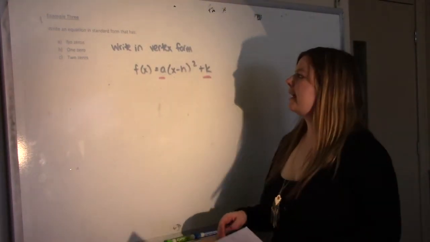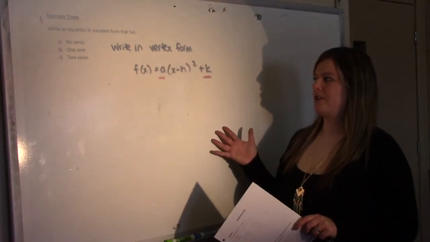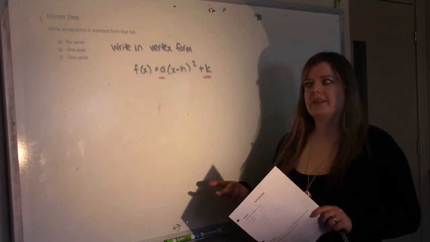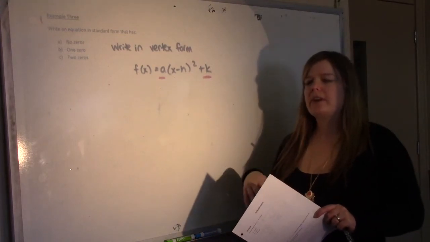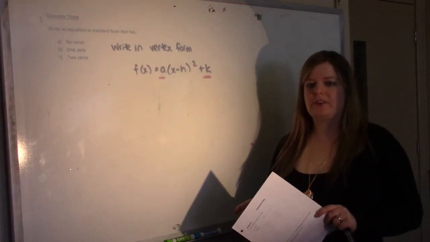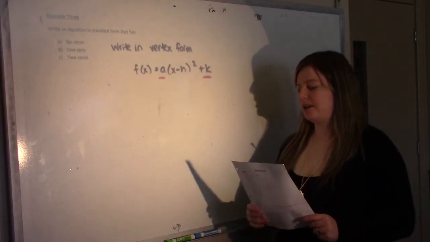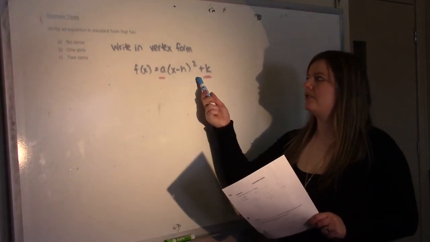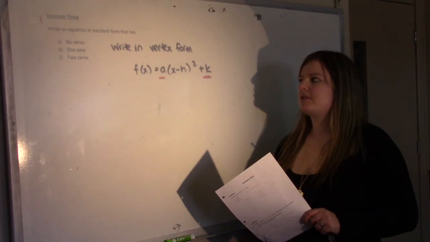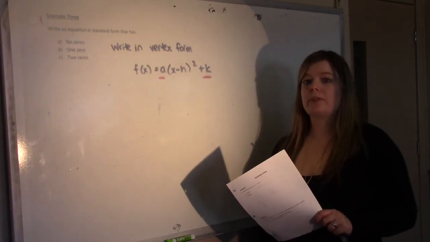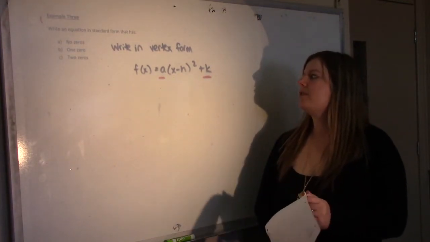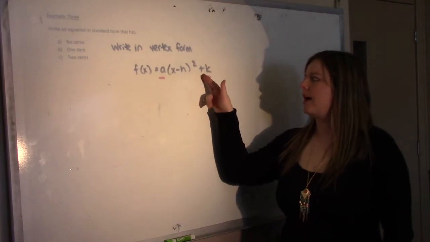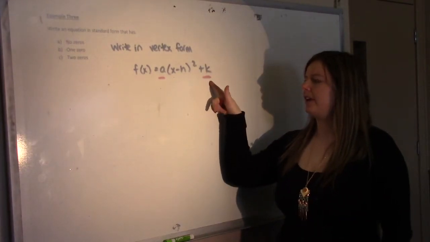Our final example asks us to write an equation that has no zeros, 1 zero, or 2 zeros. So this is going the opposite way. Before we were given the equation, now we're asked to find the equation. So I'm suggesting here to write the equations in vertex form. Why? Because in vertex form, it's very easy to see the y value of the vertex, that's that k value, and the direction of opening.